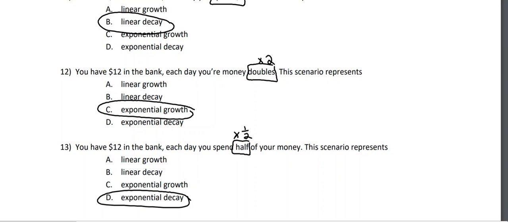You have $12 in the bank. Each day you spend half of your money. Here, your money is changing by a factor of 1/2. You are multiplying by 1/2. Multiplying by half is less. If you have 3 and you multiply by a half, you only have 1.5. If you have 100 and you multiply by a half, you are left with 50. It goes down. So this is exponential decay.